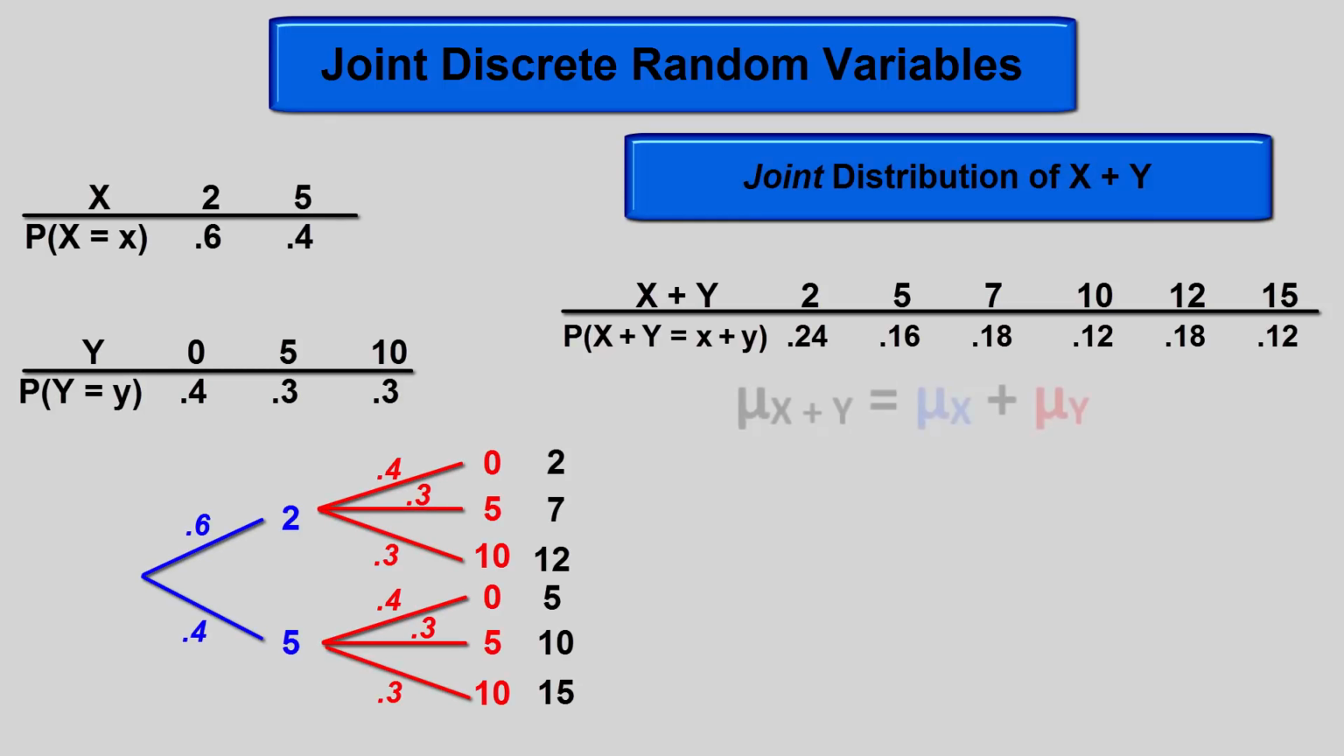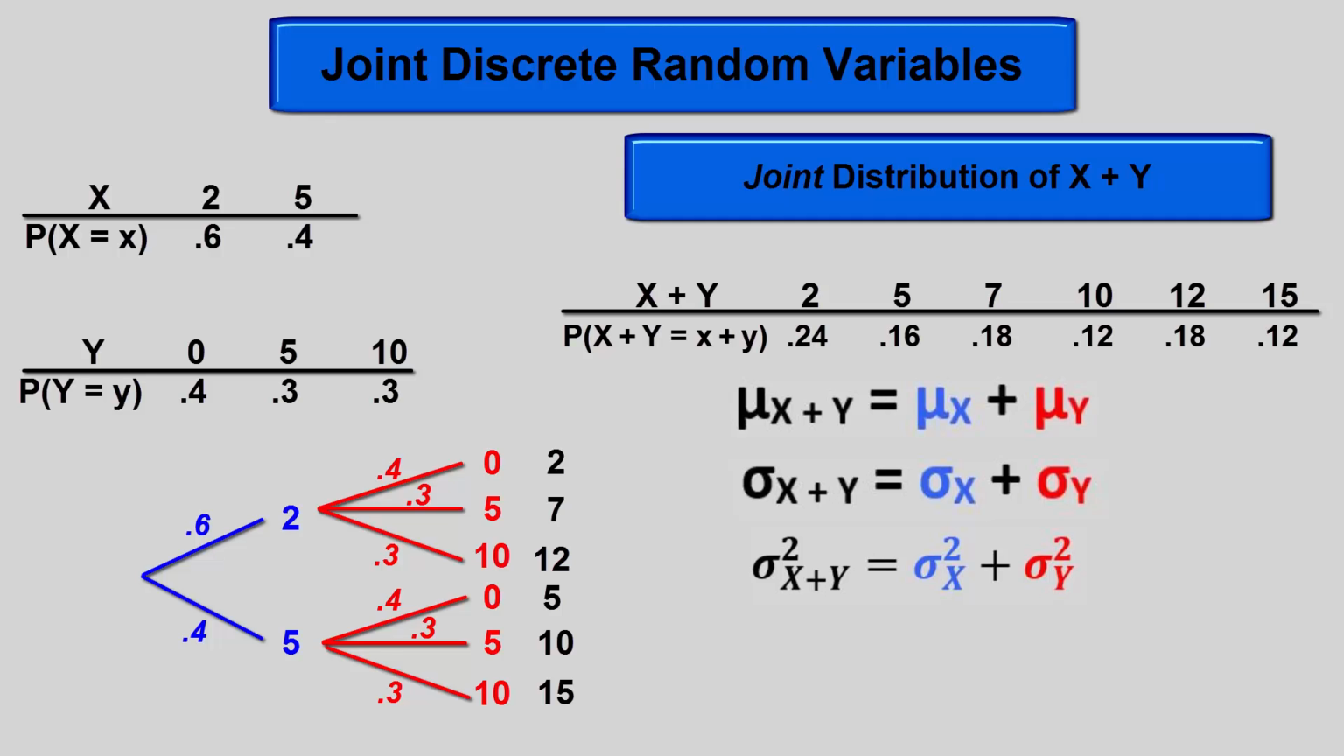To find the mean of random variable x plus random variable y, we find the individual means and add them together. One might suspect that we could do the same for the standard deviation of x plus y, but this is not the case. Standard deviations are found by first calculating variance and then taking the square root. Therefore, we must find the variance of both variables, add the variances together, and then take the square root of the sum of the variances to find standard deviation.